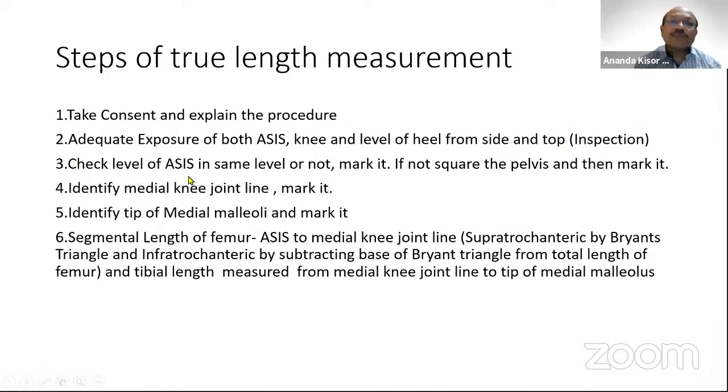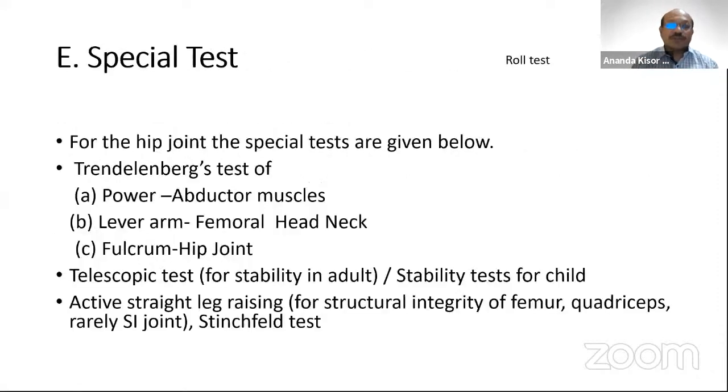Next, we have to check whether the ASIS are at the same level or not. Mark them. If not, square the pelvis and then mark them. Identify the medial knee joint line and mark it. Next, identify the tip of the medial malleolus and mark it. Then the segmental length of the femur is ascertained from ASIS to the medial knee joint line: supratrochanteric by Bryant's triangle, and infratrochanteric by subtracting the base of Bryant's triangle from the total length of the femur. The tibial length is measured from the medial knee joint line to the tip of the medial malleolus. So these are the basic 6 steps asked in the examination, maybe in an OSCE.